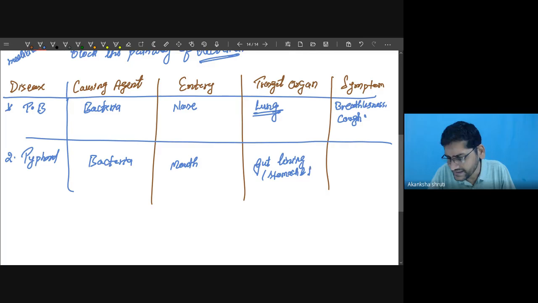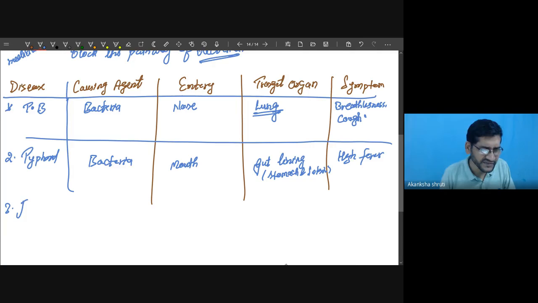Stomach and intestine get damaged. What is there? There is high fever. That is the symptom. How to come to know? The third one is jaundice.